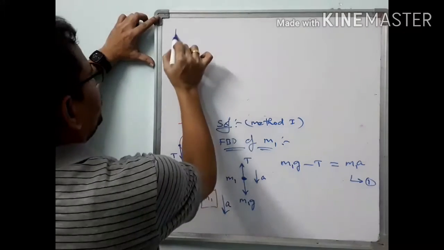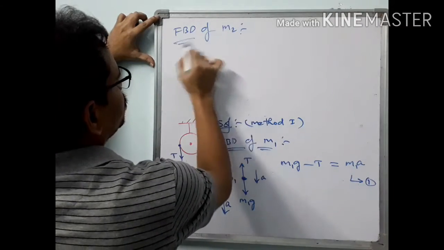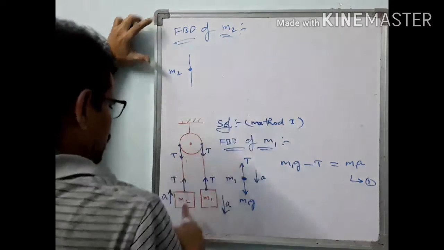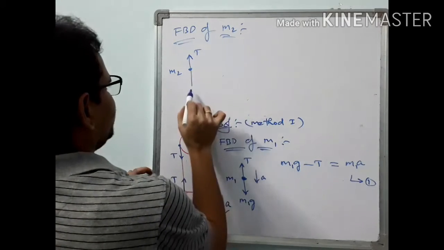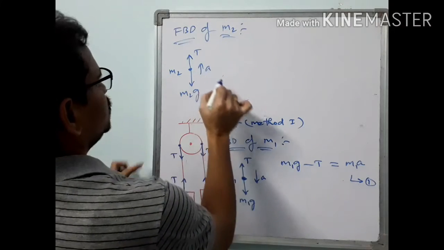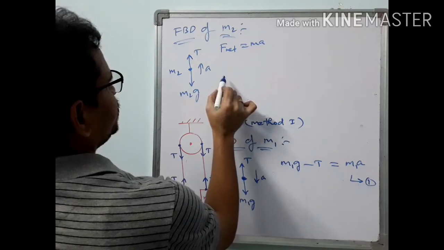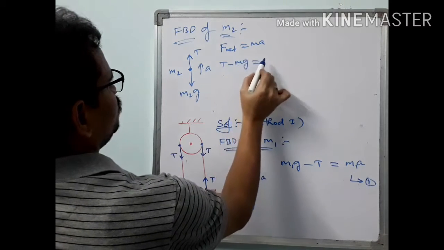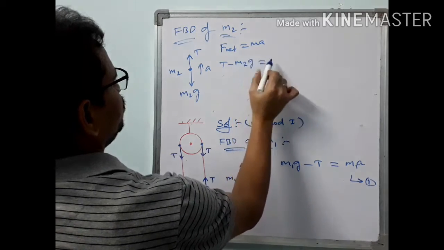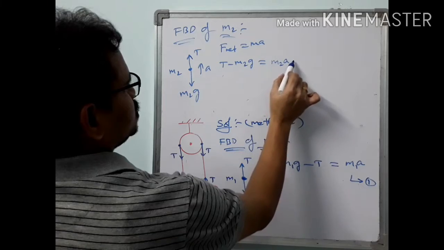Let us take the FBD of M2. I am making this one as a point object. This is M2. Upward force T is acting, downward gravitational force M2G is acting, and its acceleration is upwards. So what is the force equation here? F net equal to Ma. So what is F net here? T minus M2G equal to M2A. So this is equation 2.